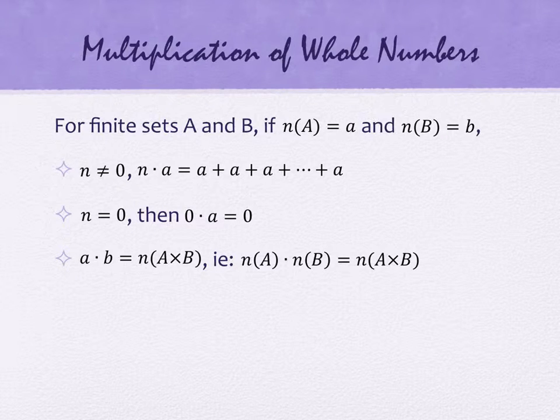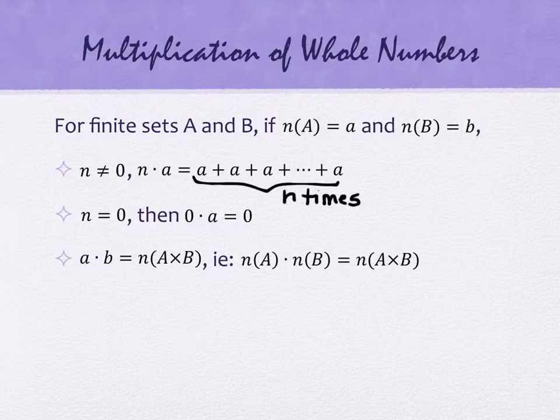All right, to start with, multiplication of whole numbers. So for finite sets A and B, if the number of items in set A is lowercase a and the number of items in set B is lowercase b, then when we talk about n times a, it means a plus a plus a plus a, like repeated addition, n times. Now, if n is equal to 0, instead of being not equal to 0, like on the first bullet point, then we're going to define 0 times a to be equal to 0.